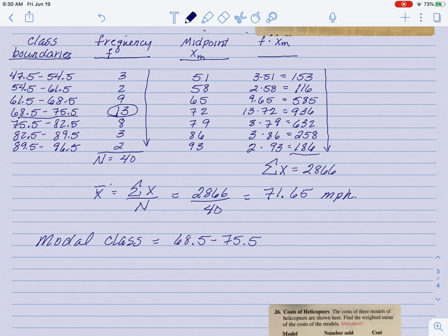All right, so that's the end of this example, showing you how to find the mean and modal class for group data. We have one more type of data that we want to look at, and this is to do weighted means. So we'll look at that in just a second.